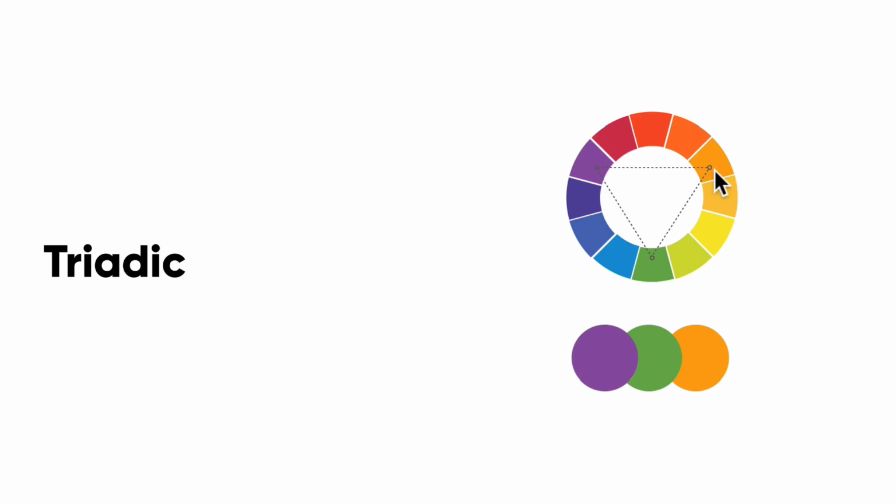Probably the last one is tetradic, and this scheme usually utilizes two sets of complementary pairs. They're so hard to balance and pull off because one color needs to be the primary without overtly dominating the others. And that's why I kind of avoid that color scheme when I'm trying to create a user interface. So I would stick to these as your go-tos.